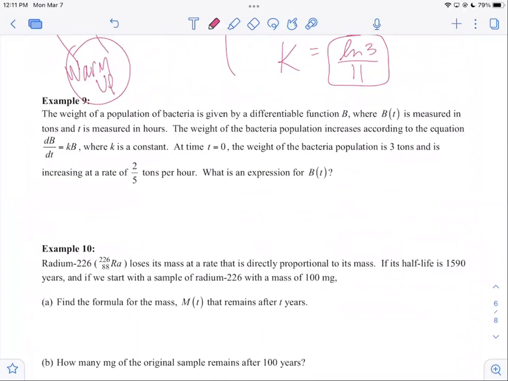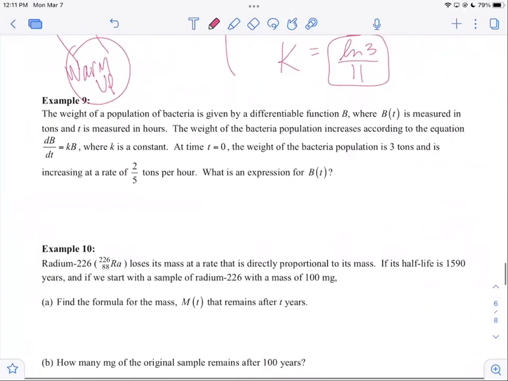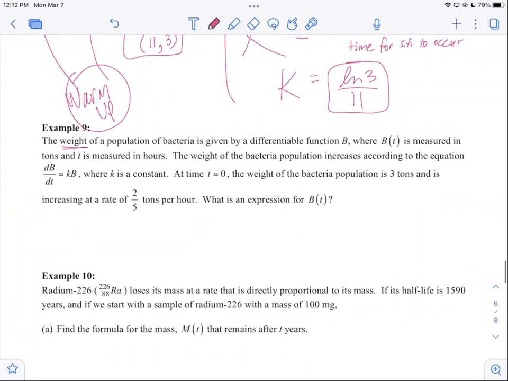Let's look at example 9 now. These are kind of starting to get into actual AP questions here. The weight of a population of bacteria. Ooh, that's a strange way to measure bacteria, right? Went to the store the other day and picked up 5 pounds of bacteria. Given by the differentiable function B, where B of t is measured in tons. Holy crap. And t is measured in hours. That's a ton of bacteria.